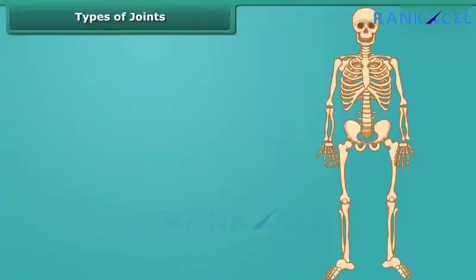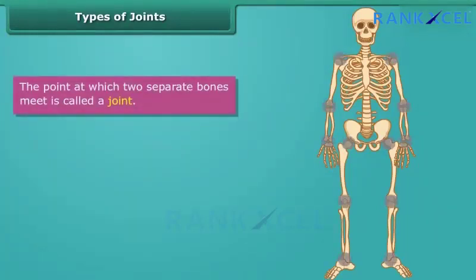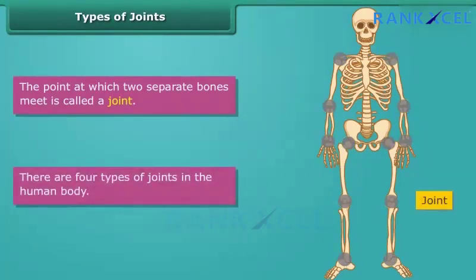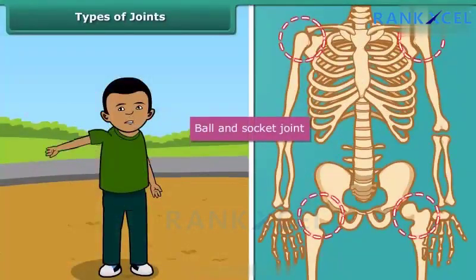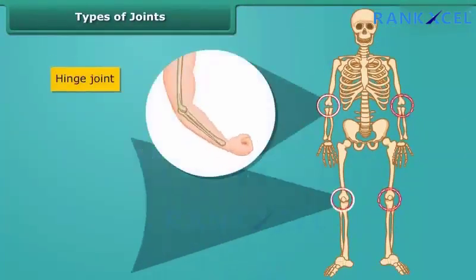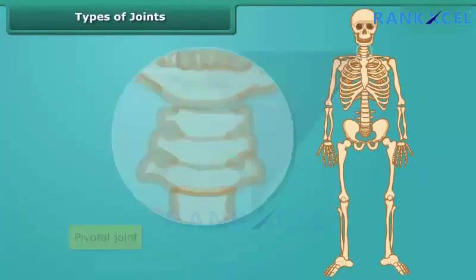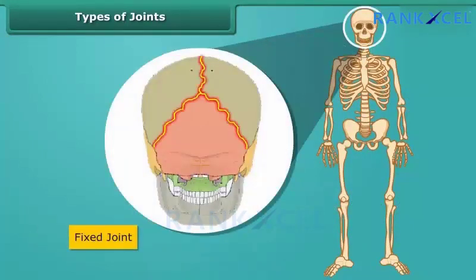Types of joints. We have just studied about the bones. Now it's time to know the joints. The point at which two separate bones meet is called a joint. There are 4 types of joints in the human body. They are ball and socket joint, hinge joint, pivotal joint, and fixed joint.